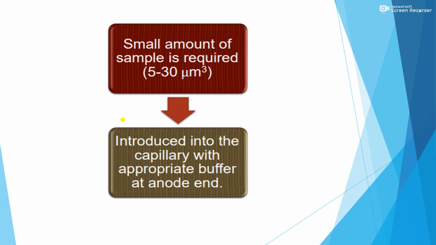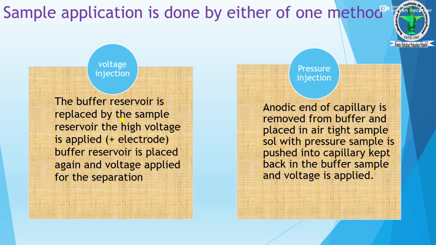Okay, so now the amount of sample required is 5 to 30 micrometer cube. The sample is introduced into the capillary with the appropriate buffer at the anode end. One thing to remember is that we have to pass the sample from the anode end. Sample application is done by one method; we can choose either voltage injection or pressure injection.